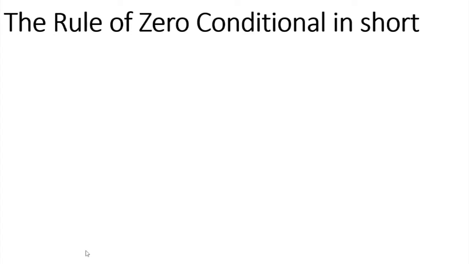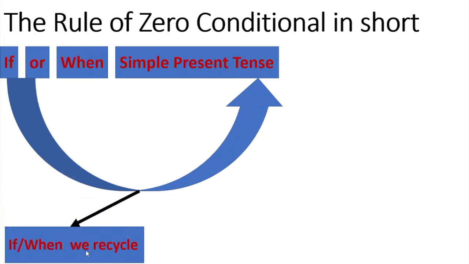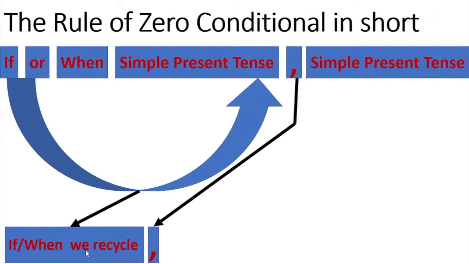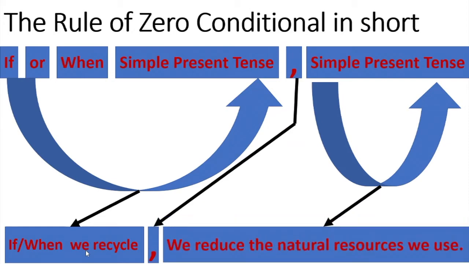Now let's come up with the rule of the zero conditional in short. Yes, if or when are followed by the simple present in the first part of the conditional sentence, in the first clause. Yes, we put a comma in the middle of the sentence. As you have already seen in front of you, both tenses are in the simple present. The first one is the simple present, and the second one is the simple present as well.